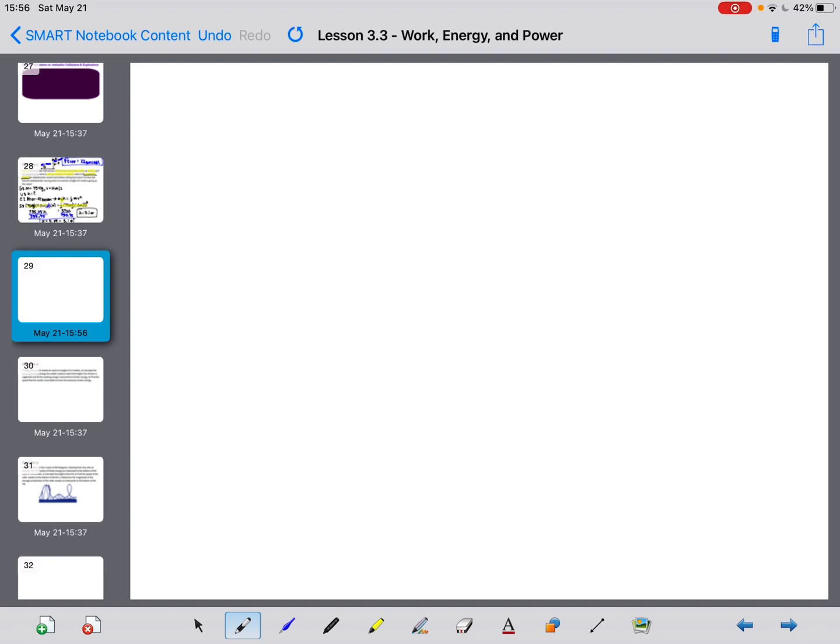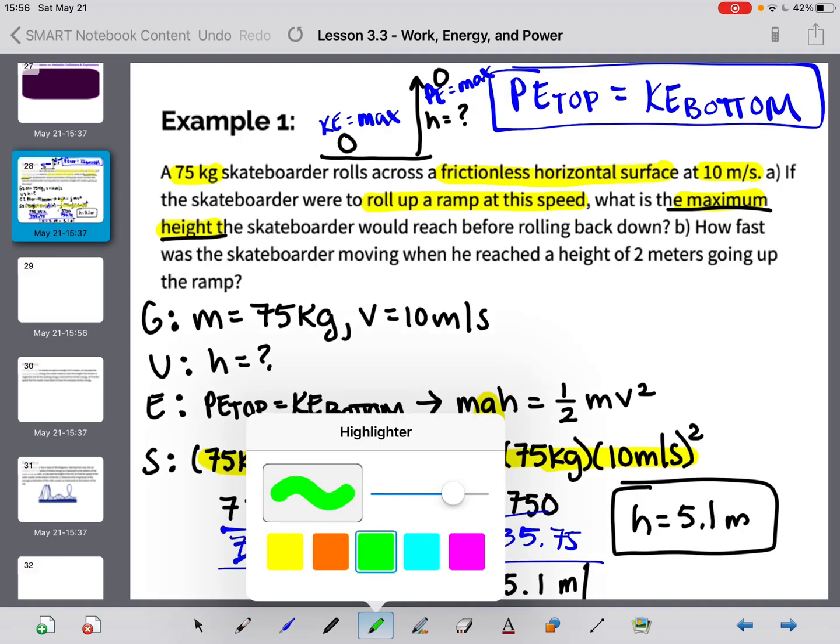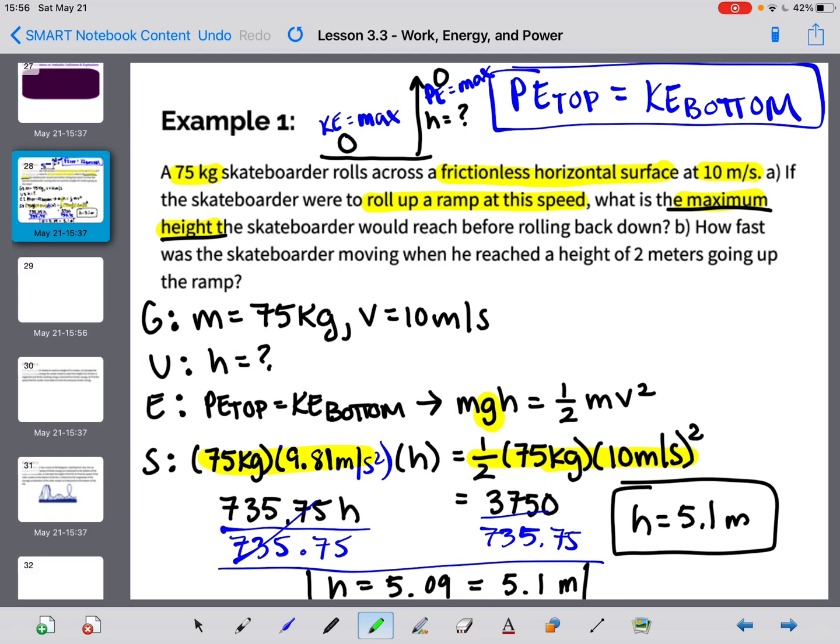Okay, so if I'm going to reread the question, and I'll highlight in a different color. It says, again, a 75 kilogram skateboarder rolls up a frictionless horizontal surface at 10 meters per second. Part B says, how fast was the skateboarder moving when he reached a height of 2 meters?